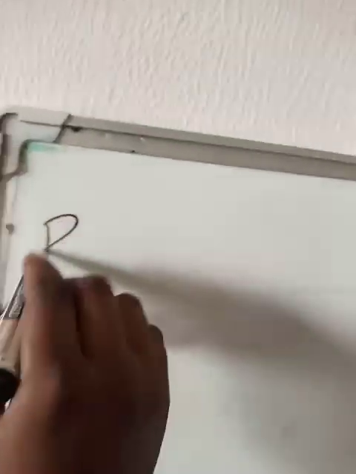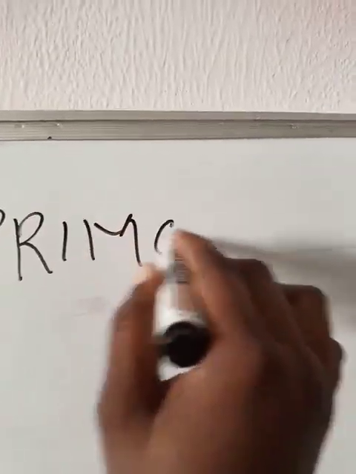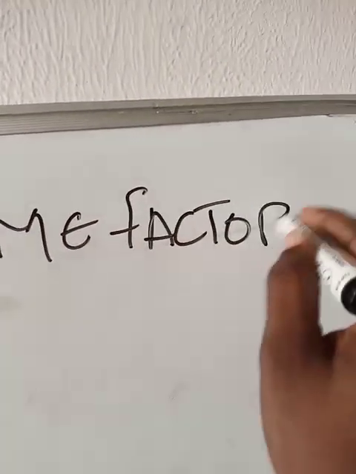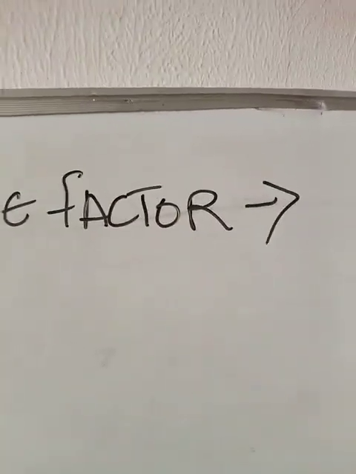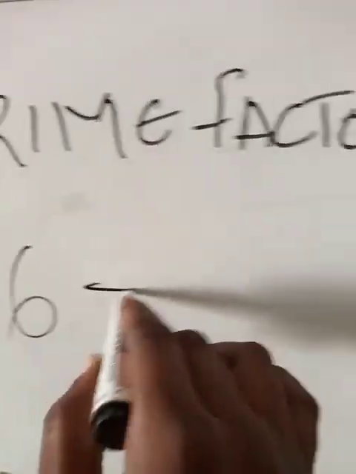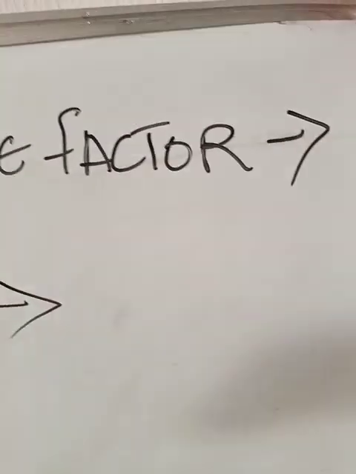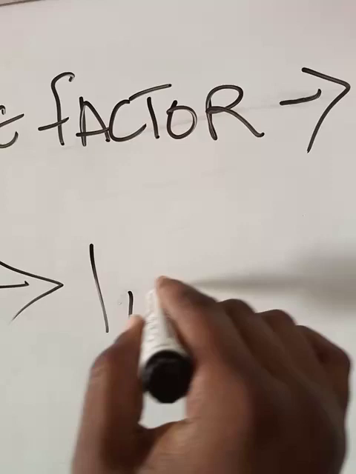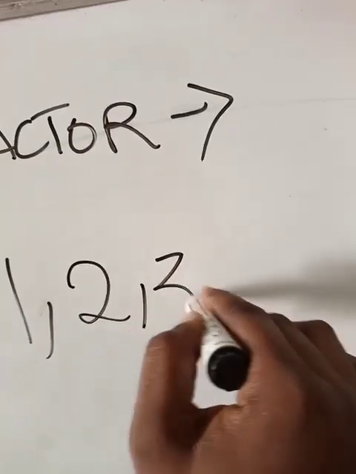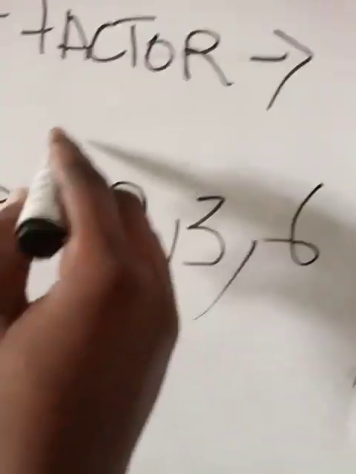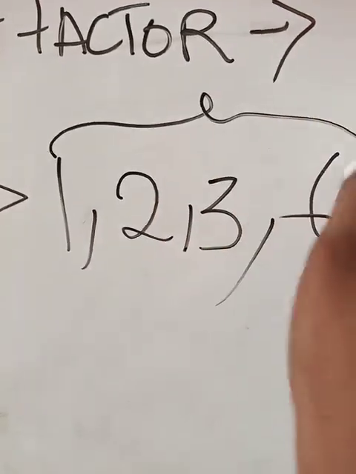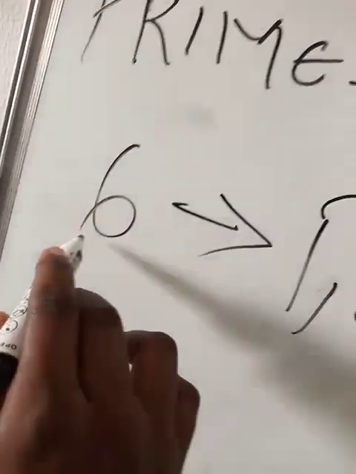Under prime numbers, we have what we call prime factors. Now, what's a prime factor? Prime factors are factors which are prime numbers. You might be wondering what that means. Let's say, for example, 6. What are the factors of 6? Mention all the common factors you have. That's 1, that's 2, that's 3, that's 6. These are all the common factors of 6.